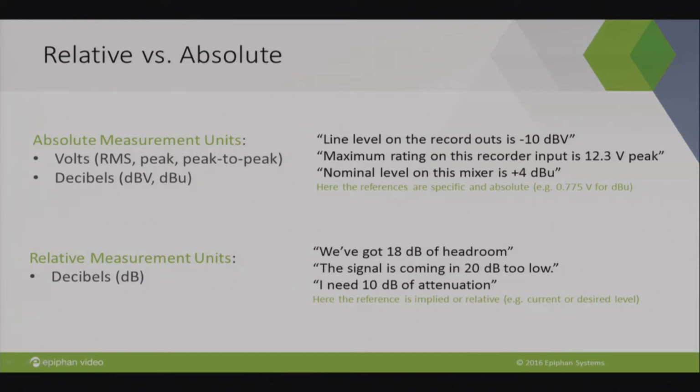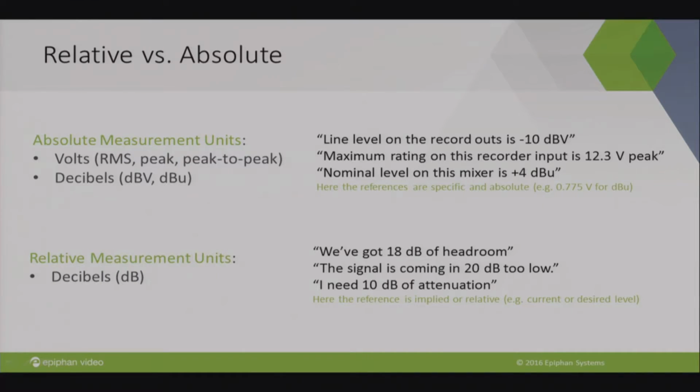So when I say I need something quieter, or I say we've got 18 decibels of headroom, it's implied that the reference is where I am relative to where I will clip. So the clipping point is the implied reference. And so this is not really an absolute number. That signal could be coming in at all kinds of different levels depending on the equipment I'm using and be 18 decibels away from the clipping point. So it's relative to some implied reference.